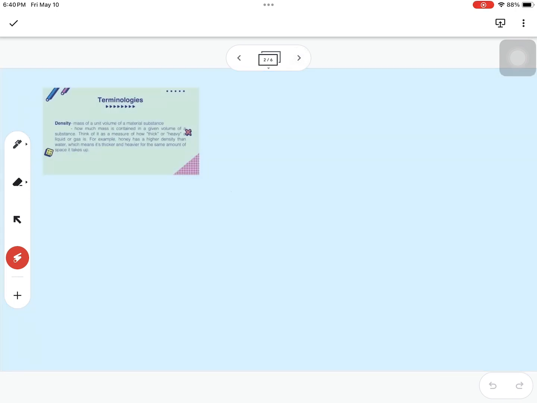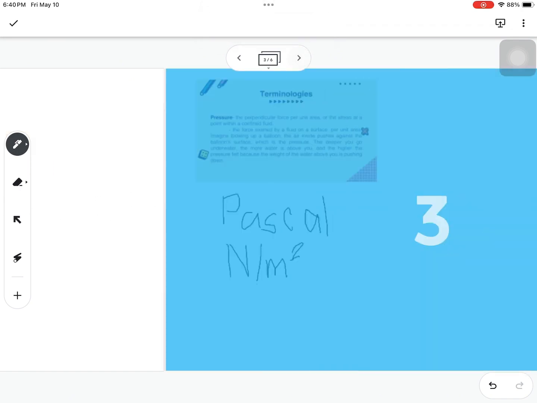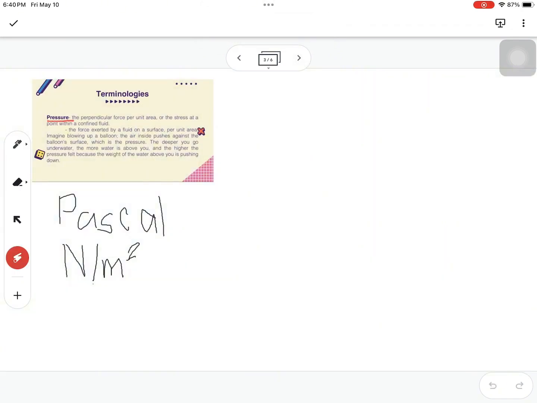Density. It is a fundamental physical property of a substance that quantifies how much mass is contained in a given volume. The formula for density is density equals mass over volume. Pressure. It is a fundamental physical quantity that describes the force exerted per unit area on a surface. The SI unit of pressure is the Pascal, which is defined as 1 Newton per square meter. And the formula for pressure is pressure equals density times gravity times height.